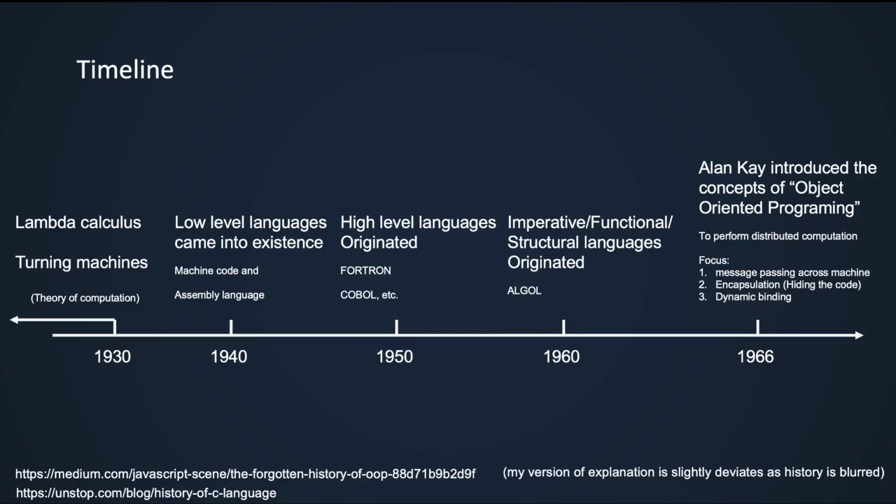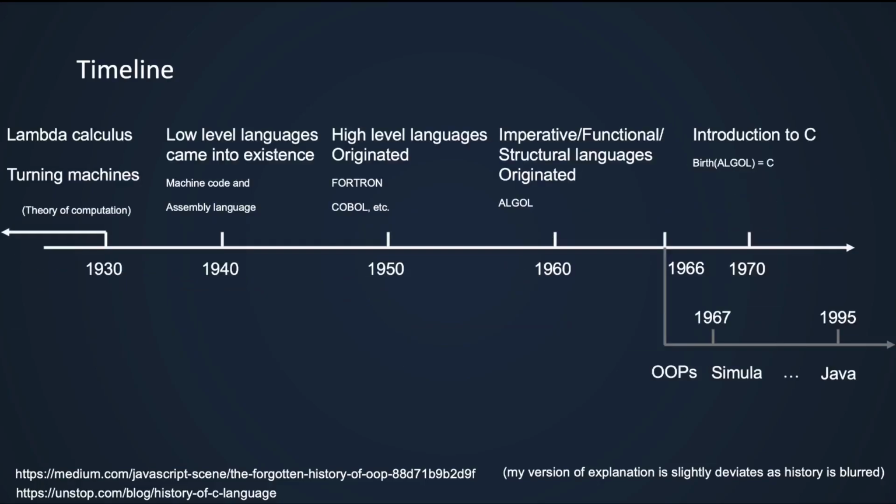So when Alan came up with the concept of object oriented programming, the focus was how to do message passing between the machines, and encapsulation and dynamic binding. So only these three were the main focus when Alan was designing object-oriented programming. So if we look down, the timeline looks like this.